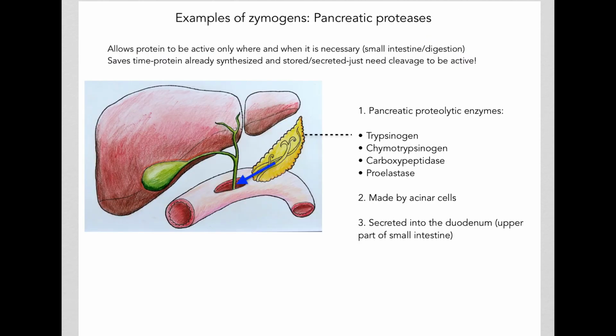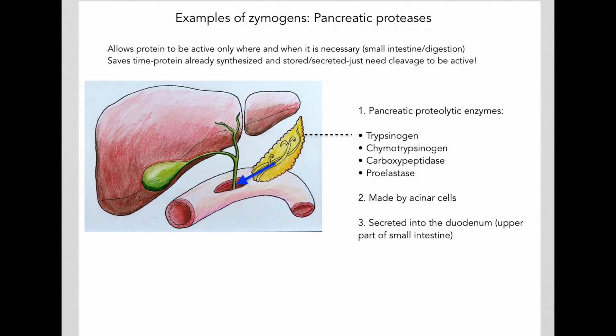Another example of zymogens are the proteolytic enzymes synthesized and secreted by the pancreas. These include proteins such as trypsinogen, chymotrypsinogen, procarboxypeptidase, as well as proelastase. And once again, these zymogens become active only where and when it is necessary. So in case of these pancreatic zymogens, they will be secreted into the small intestine and they will only get activated during digestion.